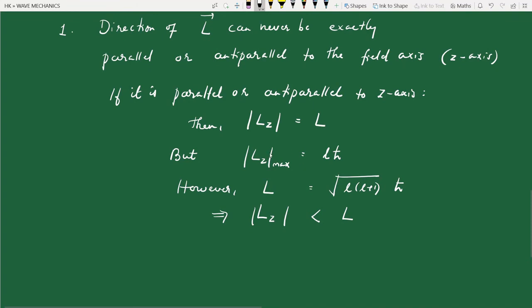Right? The maximum value of Lz can only be always less than L, this is only l ħ, whereas the value of L is always root of l(l+1) ħ. So the maximum value of Lz will always be less than L.